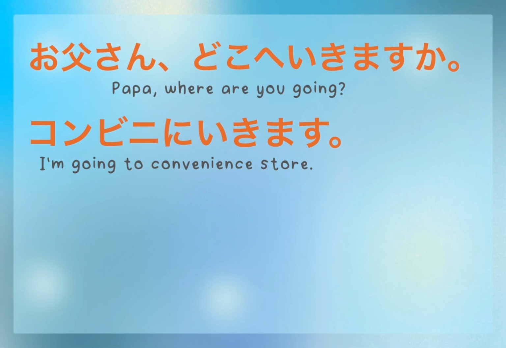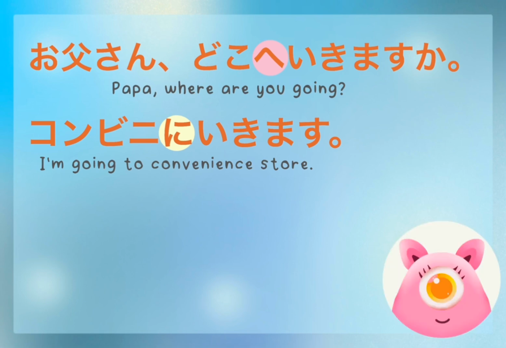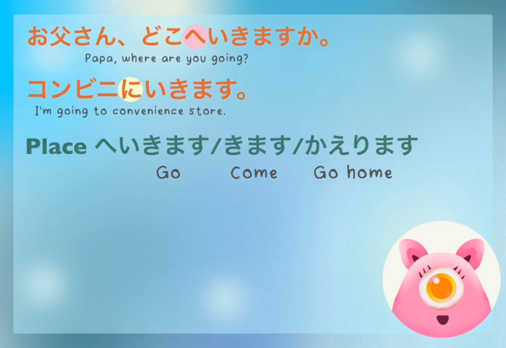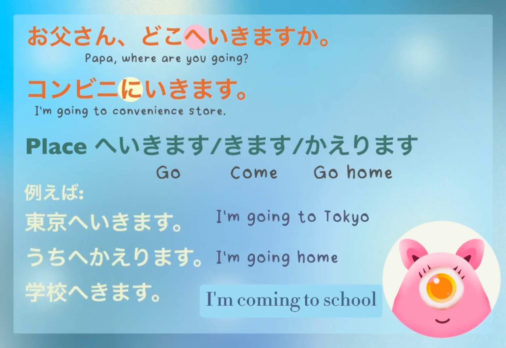In English, Papa, where are you going? I'm going to the convenience store. In these sentences, we use 2 particles, which are the e and ni particles. The hiragana he is pronounced as e if it is used as a particle. The sentence pattern is like this: Place e ikimasu, or kimasu, or kaerimasu. 例えば, Tokyo e ikimasu. Uchi e kaerimasu. Gakko e kimasu.